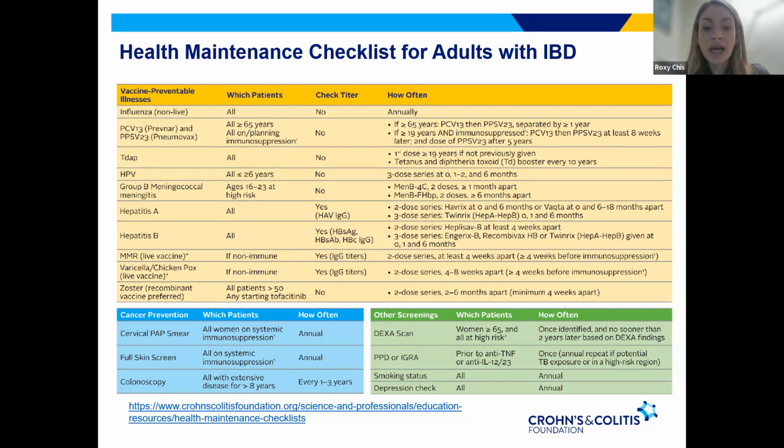Everyone on immunosuppression should also get a skin exam every year because there's a higher risk of melanoma and non-melanoma skin cancer. And then, as I was saying previously, colonoscopies, which we'll normally arrange.